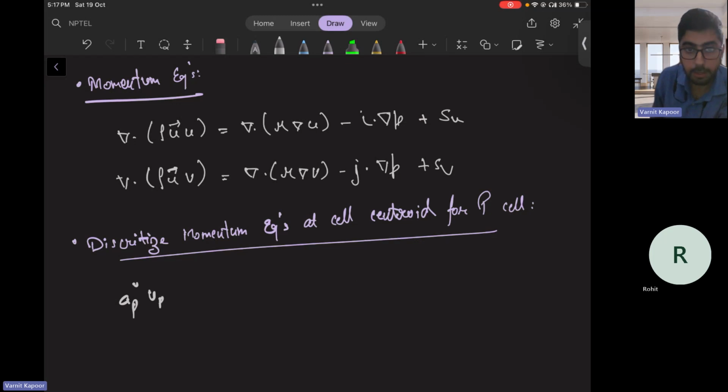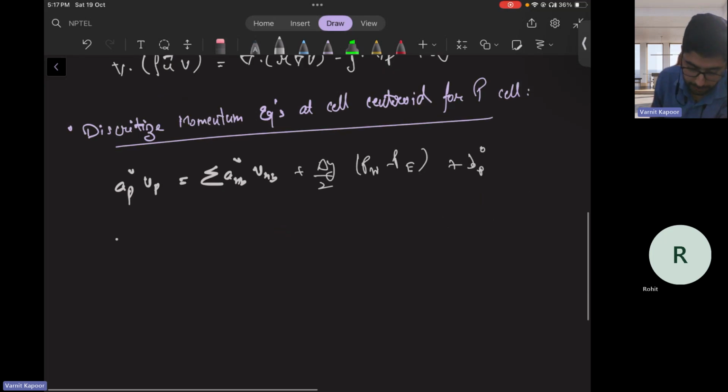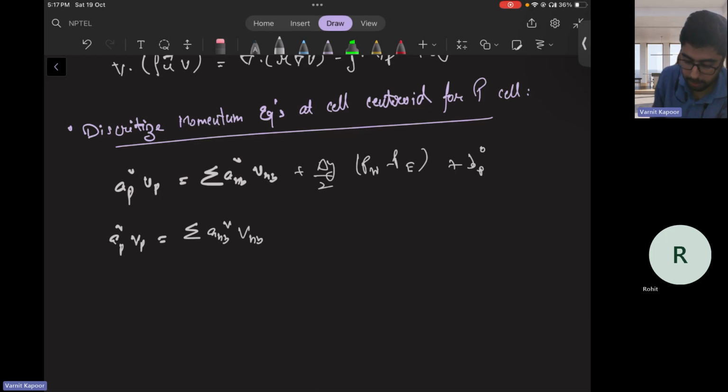APUP is equal to the summation of AnbUnb plus del Y by 2 times (PW minus PE) plus BP at U. Similarly for V also we can write APVP is equal to the summation of AnbVnb plus del X by 2 times (PS minus PN) plus BP for V. This was U.